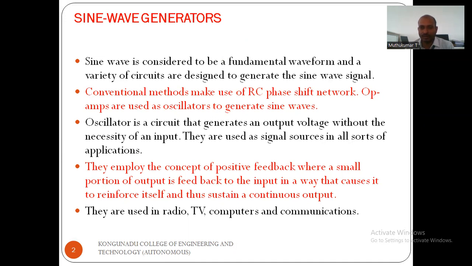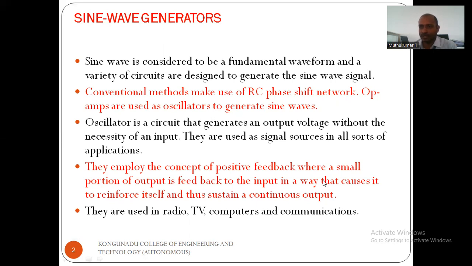They employ the concept of positive feedback, where a small portion of the output is fed back to the input in a way that causes it to reinforce itself, and a continuous output will be obtained. Here we are giving a small amount of positive feedback; the output is given to the feedback. They are used in radio, TV, computer, and communication purposes.